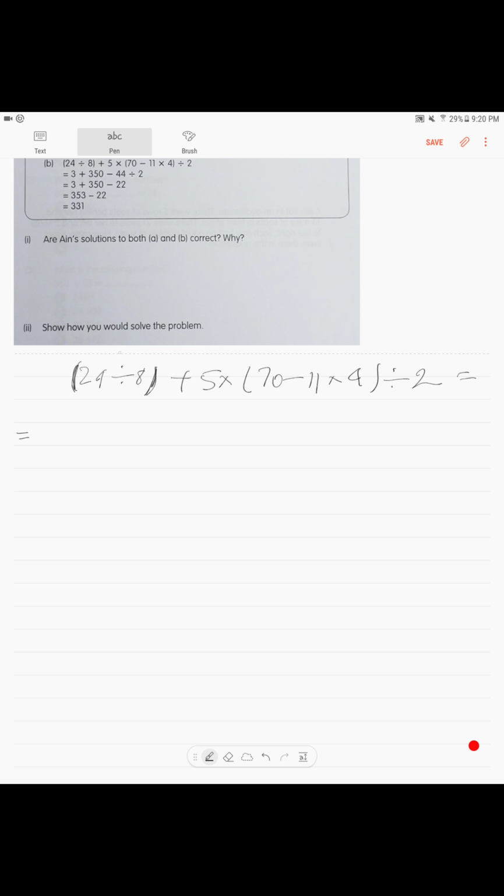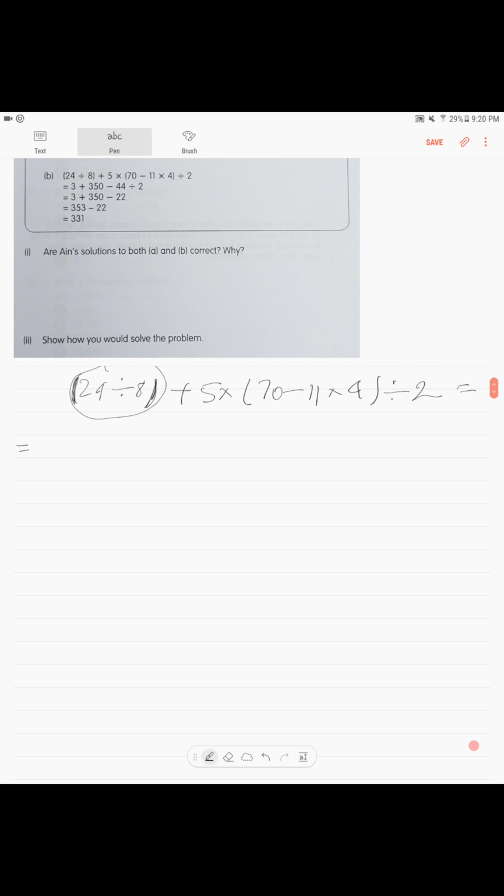So we calculate this thing first. We calculate the multiplication inside parentheses first. 24 divided by 8 is 3, plus 5 times, we're going to calculate this thing, 70 minus 44, and keep the rest the same. 3 plus 5 times how much? 70 minus 44 is 26, divided by 2.